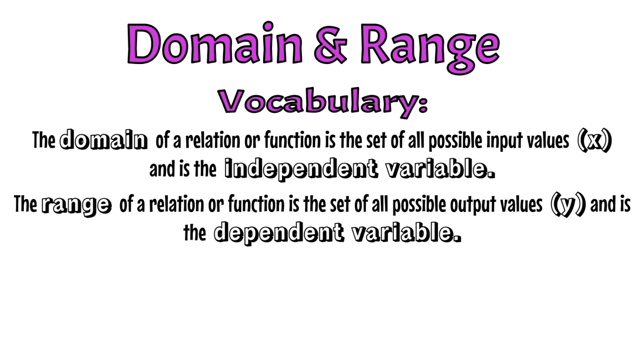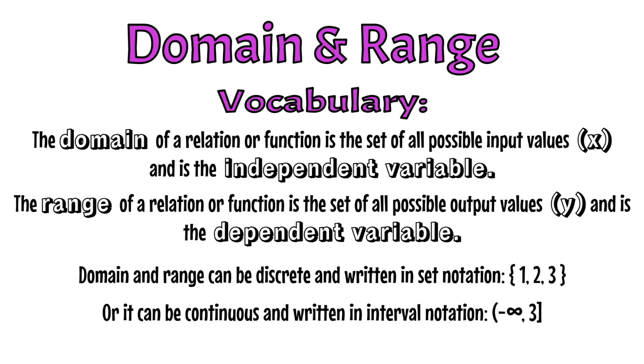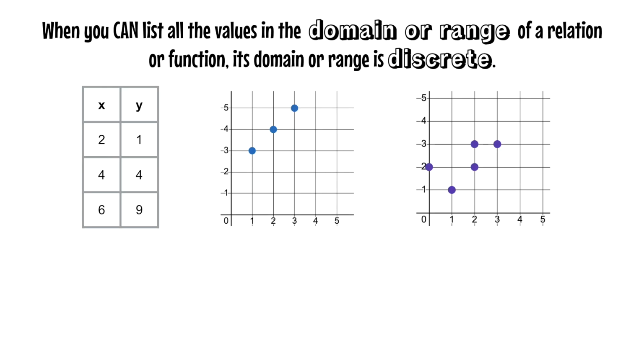is the dependent variable. Domain and range can be discrete and then written in set notation, or it can be continuous and written in interval notation. When it's possible to list all the values in the domain or range of a relation or function, that's when we call the range or domain discrete. So in these examples, we see that there are specific values of domain and range that we can list. We can list every single value of each of the domain and the range.